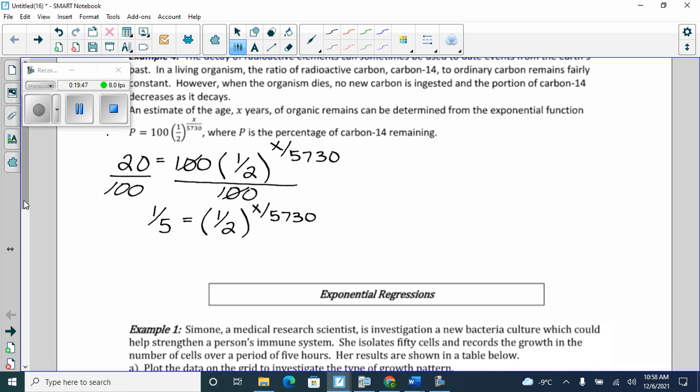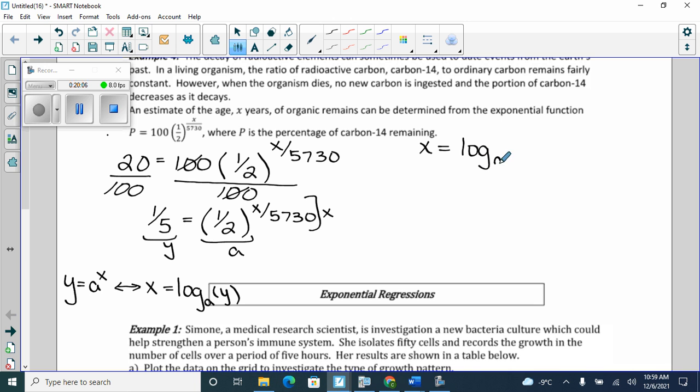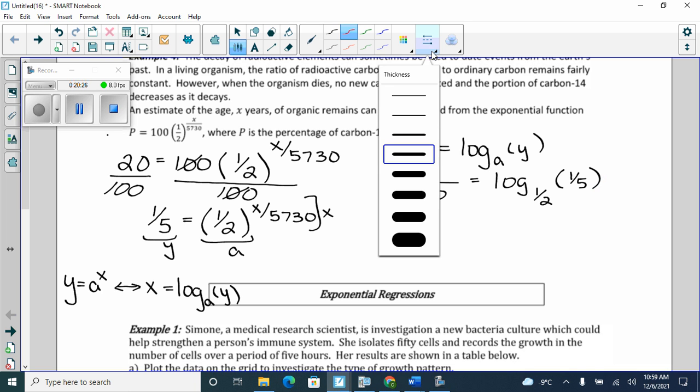Convert it to a log. Our conversion is y equals a to the x becomes x equals log base a of y. Well, this is the exponential one. So this is y, this is a, this is x. So I get x equals log base a of y. So I'm going to get x over 5,730 equals log base half of 1/5. And then how do I get the x by itself? Multiply by 5,730.